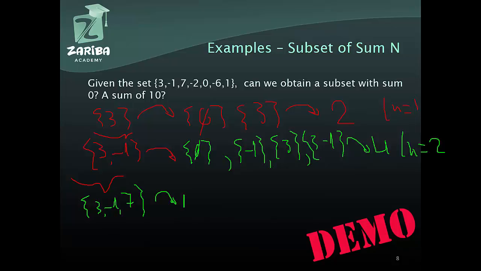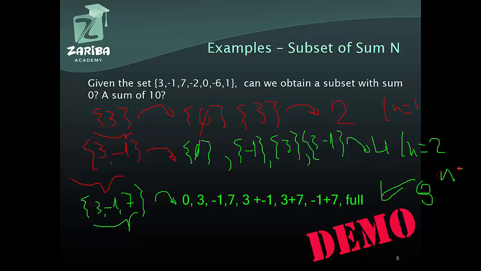Okay, first, what are the subsets? So the empty one, {3}, {-1}, {7}, {3, -1}, {3, 7}, {-1, 7}, and the full set, {3, -1, 7}. So we have how many? 8. Okay, sorry, this is 8, and n equals 3.